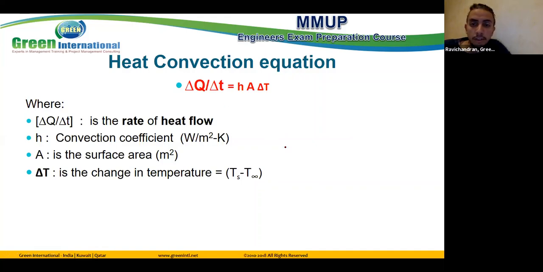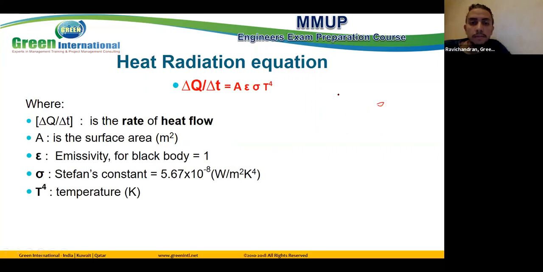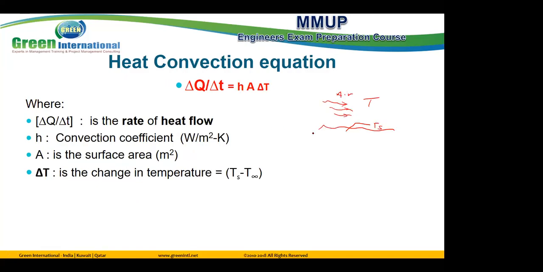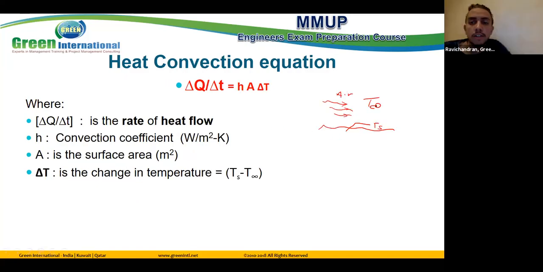For example, we have flow like this, with the surface temperature T surface, and the flow of air here, whose temperature is T infinity. So in the equation, delta Q by delta T is Q dot all the time. And the unit is what? Unit of power, watt, joule per second.